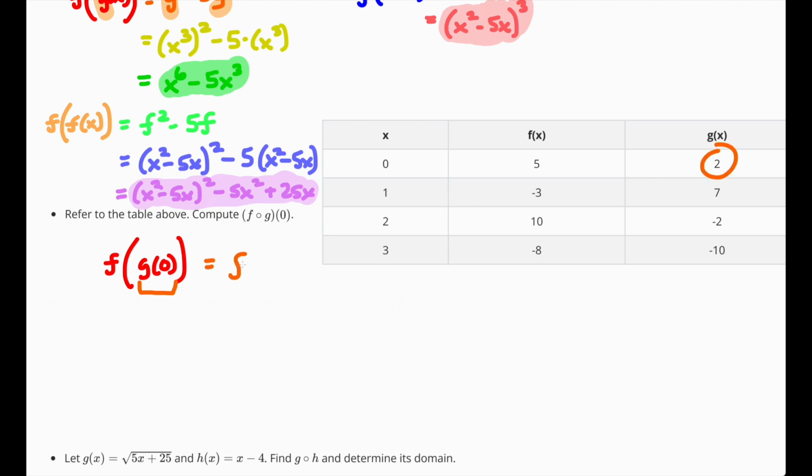So this is essentially equal to f of 2, because this part right here is equal to 2. F of 2 is right here, is 10, so the answer for this one is just going to be 10.